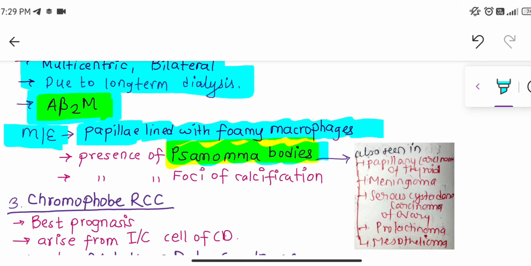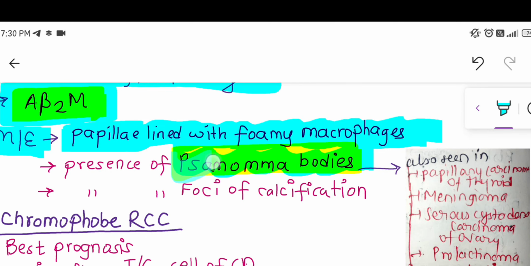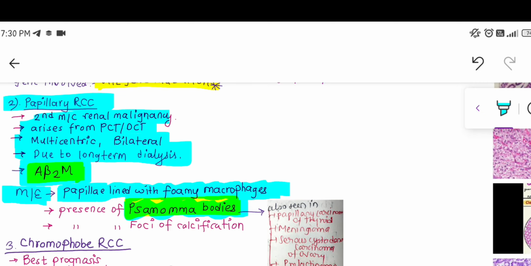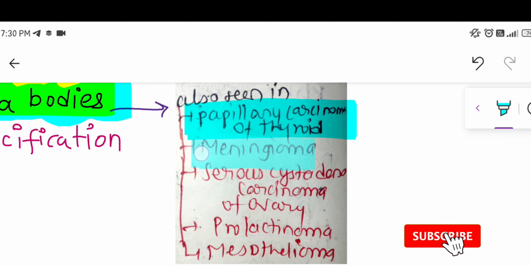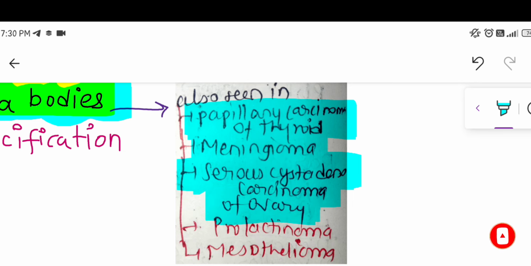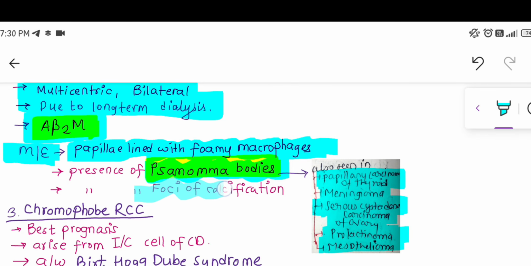The microscopic feature of this papillary renal cell carcinoma is the papilla. The papillae are finger-like projections that are lined with macrophages. In this we have the presence of psammoma bodies. Psammoma bodies are not a characteristic feature of papillary renal cell carcinoma. They are also present in other conditions, like papillary carcinoma of the thyroid, meningioma, and serous cystadenocarcinoma of the ovary. They are also present in prolactinoma as well as mesothelioma. Along with the psammoma bodies, there are also foci of calcification.